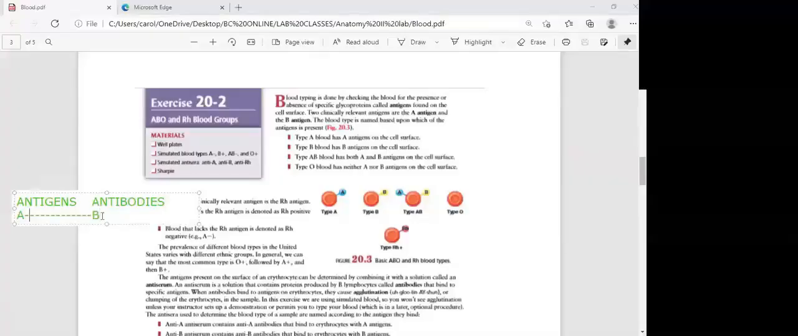So what determines that you have blood type A? The presence of antigens A in your red blood cell. So if you have blood type B, it's because that's what you receive from your dad and from your mom, and that antigen B is being displayed in your red blood cell, and because of that, you have blood type B.